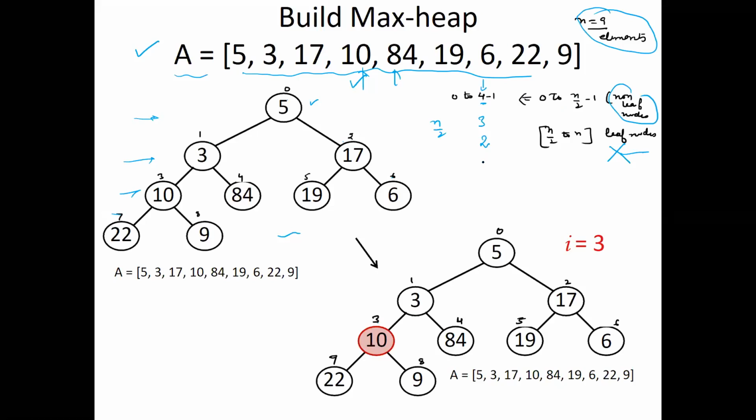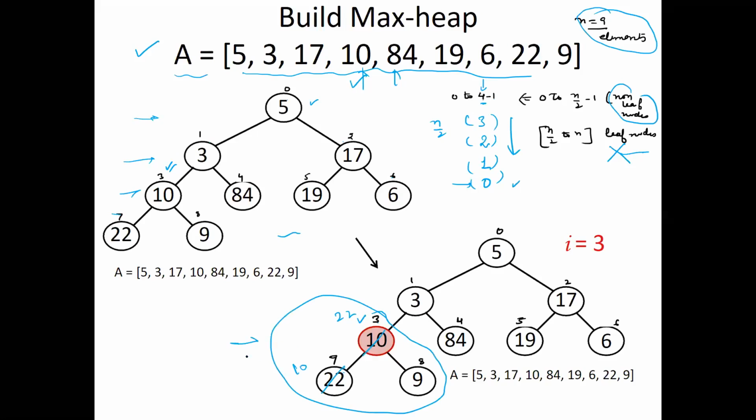Then you apply it in the reverse manner: second index, first index, 0 index, till this. So you will be applying max heapify on these 4 indices one by one, starting from 3, 2, 1 and 0. First you apply max heapify on the third index. 22 is here and 9 is here, so what will max heapify do? It will put 10 here and 22 here. So up to here, the max heap is built.